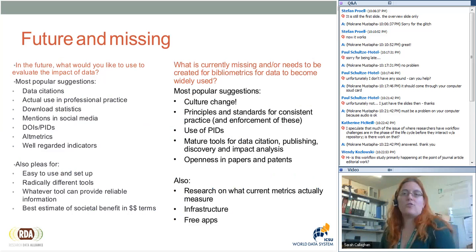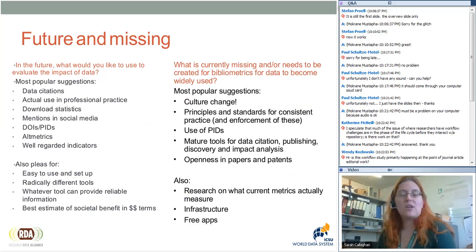And the last lot of questions was asking people, what do you think needs to happen in the future to evaluate data more effectively? And we collected a load of suggestions, and there were quite a few that actually came up repeatedly from lots of different people, and data citations was by far and away the most popular one.